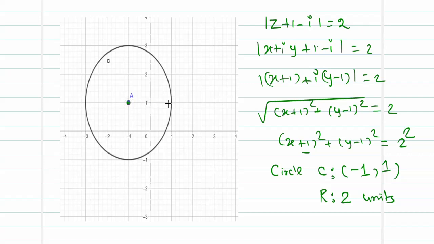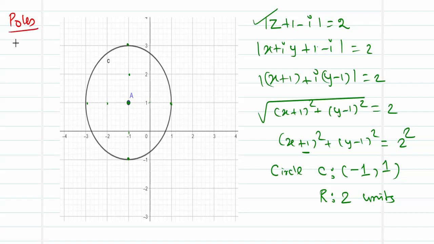Mark 2 units to your left, 2 units to your right, 2 units to the top and 2 units to the bottom on all sides. Then fix your boundaries. You can draw your circle, and your circle mod z plus 1 minus i equal to 2 is now ready. What is going to be the next task? The next task is to find the position of the poles.